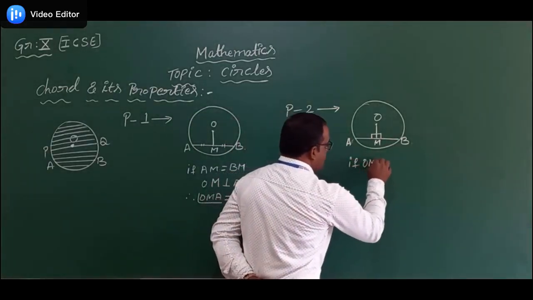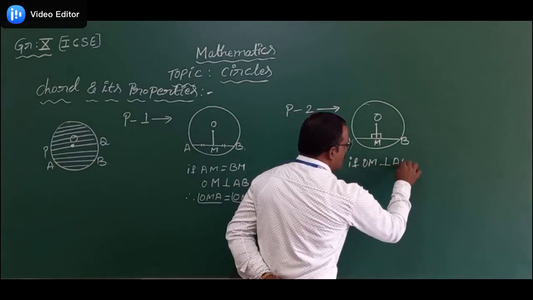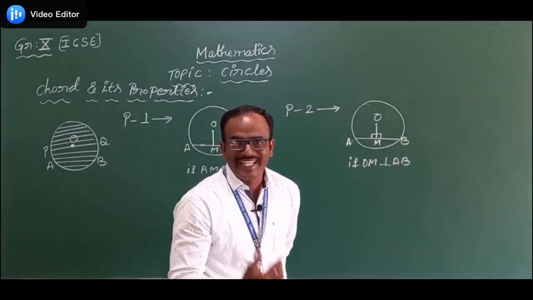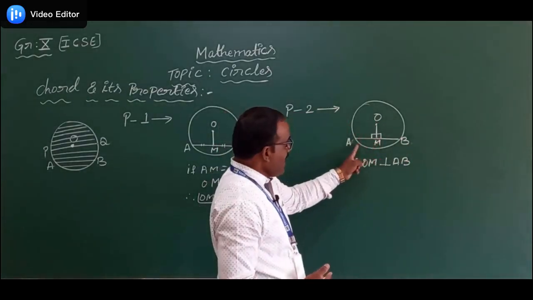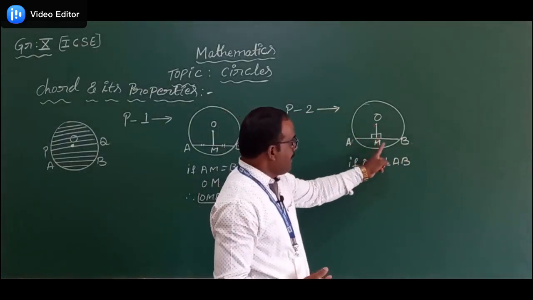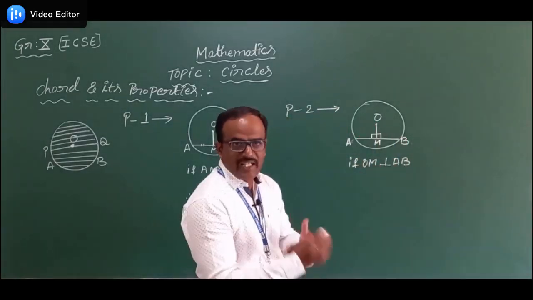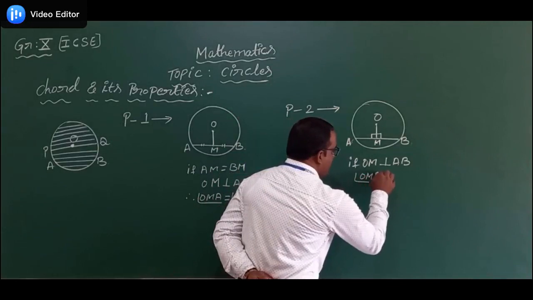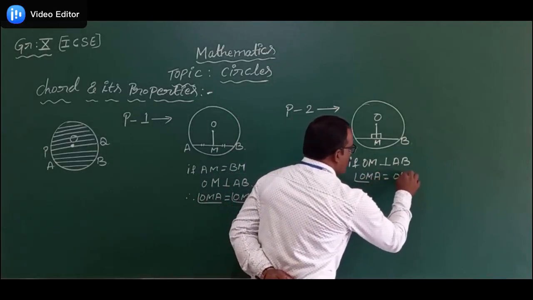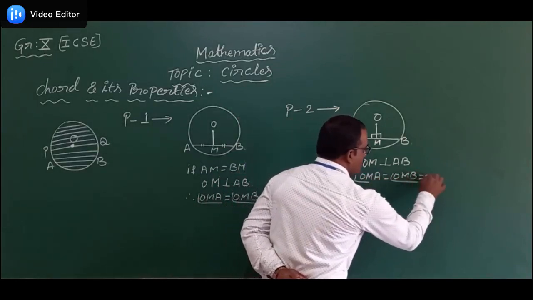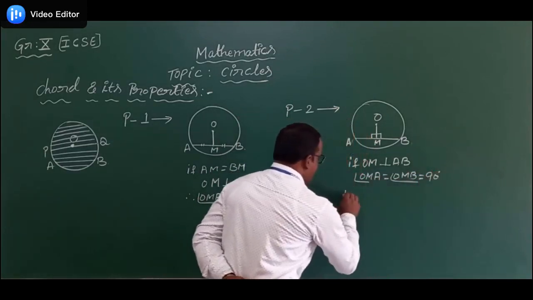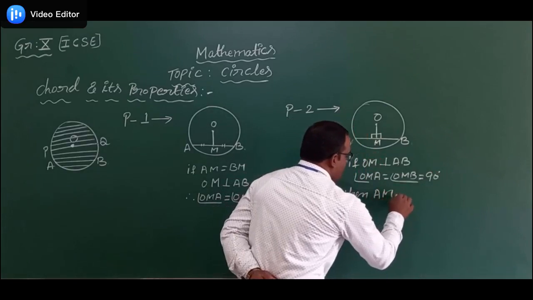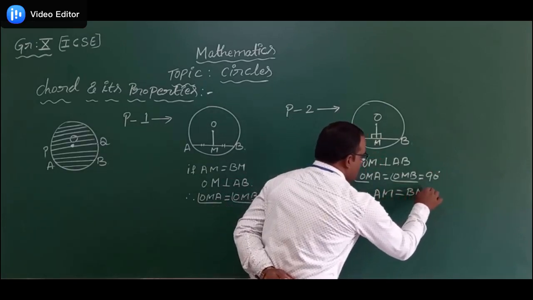That means if OM is perpendicular to AB, what do you understand? Angle OMA is equal to angle OMB is equal to 90 degrees. That also I will write on the board. Angle OMA is equal to angle OMB is equal to 90 degrees. Then AM is equal to BM.